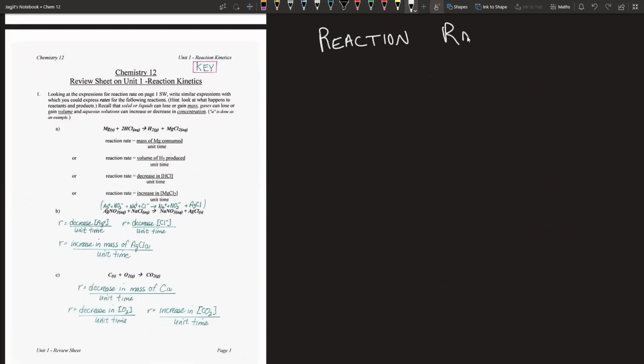How can we measure these reaction rates? There's several ways we can measure these reaction rates. First thing you need to know is this: what's going to happen is you're going to have a bunch of reactants. I'm just going to make up some names here. Let's say you have some element A, it's mixing with some element B, and it's producing C.